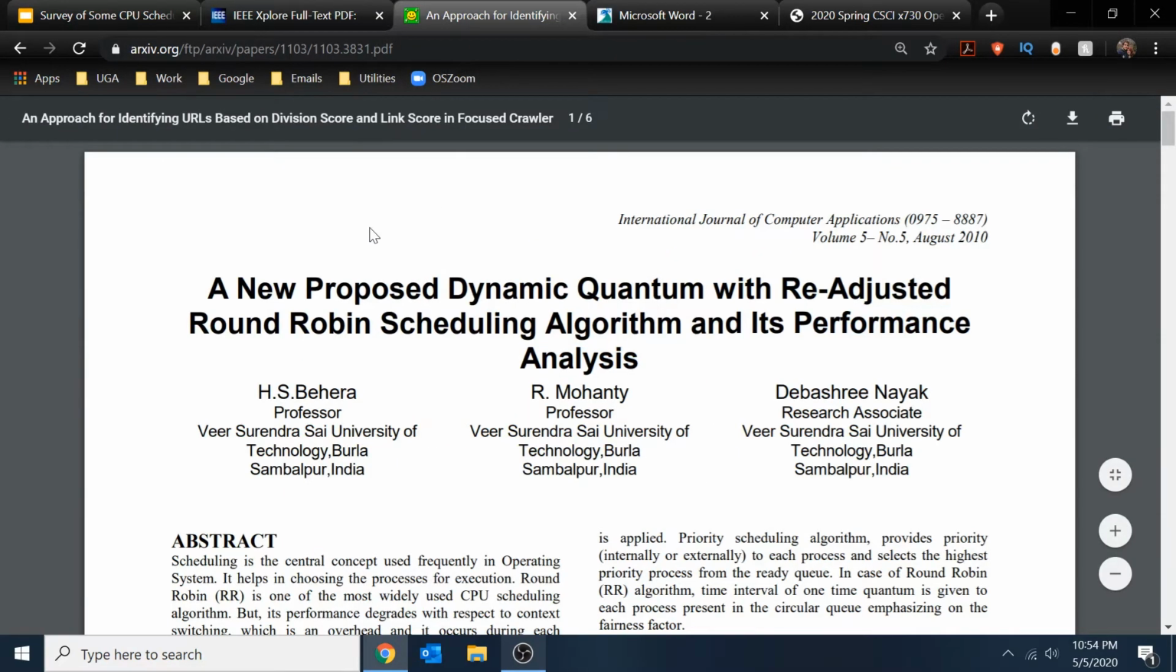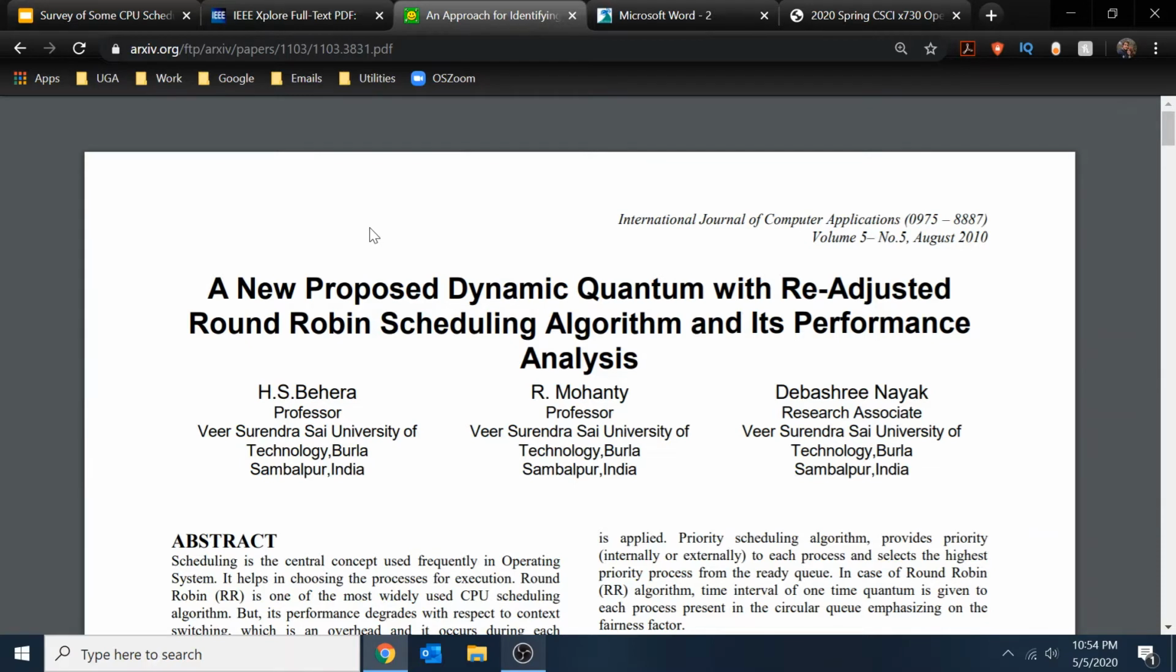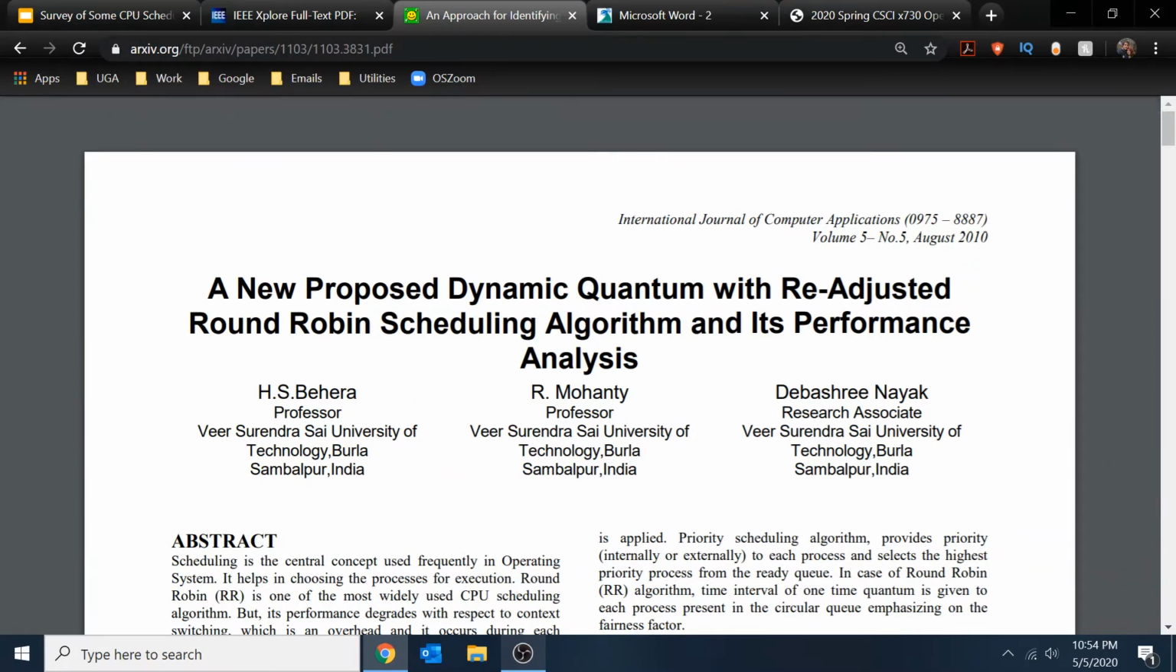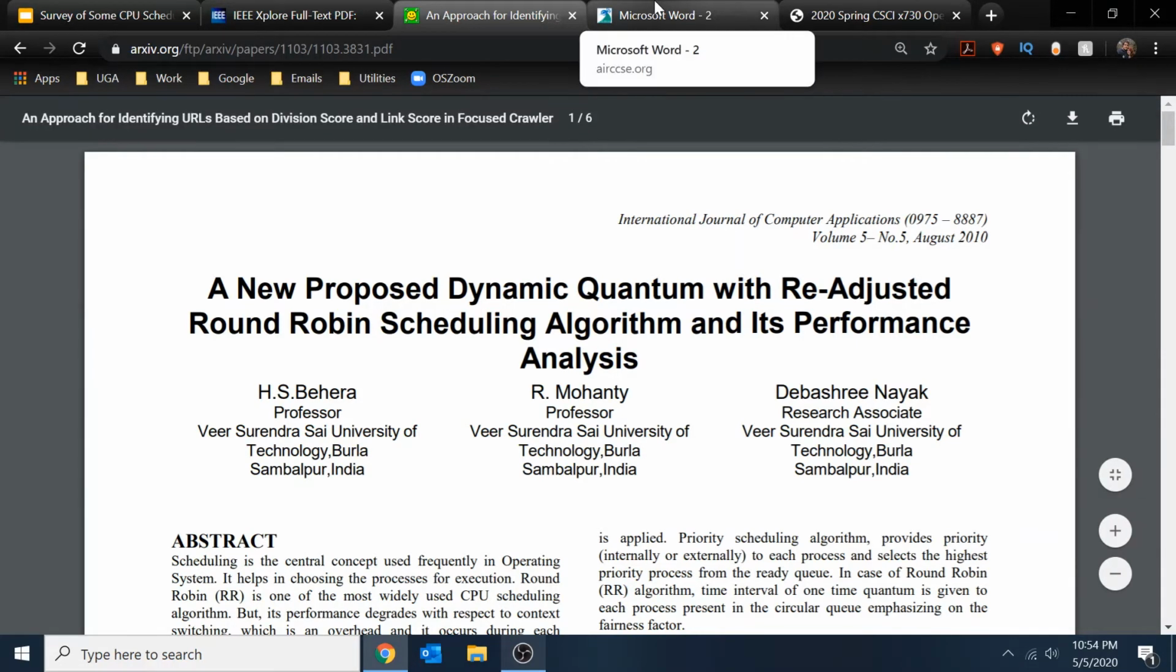The second one here is called a new proposed dynamic quantum with readjusted round-robin scheduling algorithm and its performance analysis. And we'll see later in the presentation why they include a performance analysis in its name. They give a fantastic performance analysis of this algorithm.